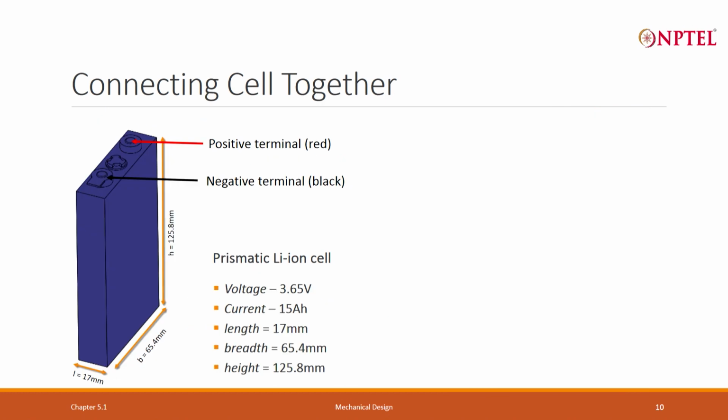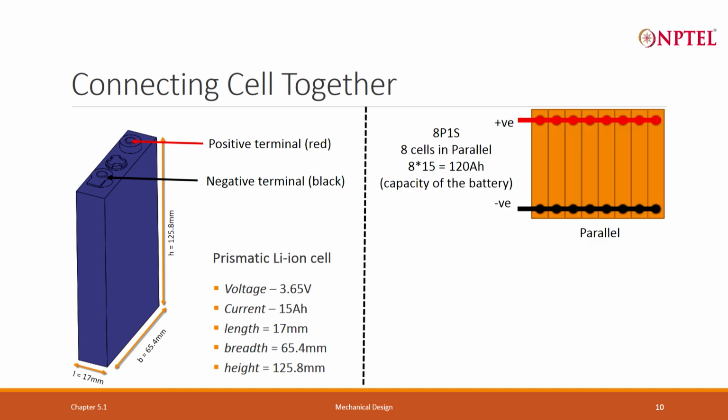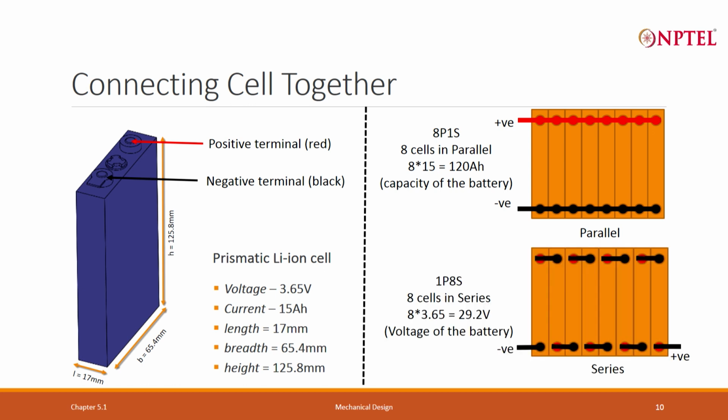Then the first thing in a battery pack is how to connect the cells together. There we have talked about parallel and series configuration. A parallel configuration adds up the ampere hour, it adds up the current. However, a series combination adds up the voltage, and in a pack you may need to go both parallel as well as series. So, generally we go parallel first and then series second. This is what we discussed in the earlier chapter, chapter 4.